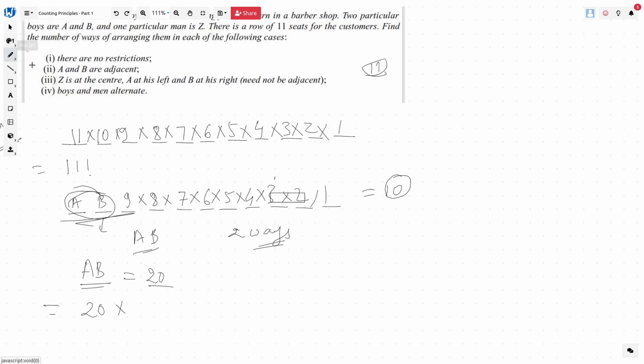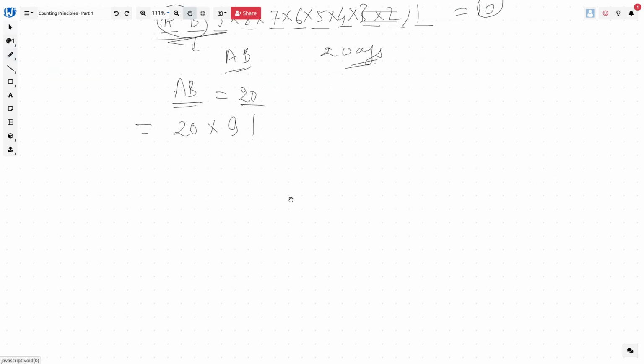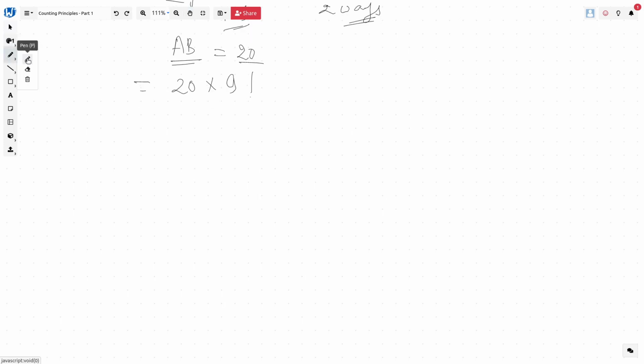So we have 20 into factorial 9, right? Now let's look at the third part of it. If Z is at the center, and A is to the left and B is at its right, now what are the possible options we have? Please note Z is a unique person. So let's again try to draw this.